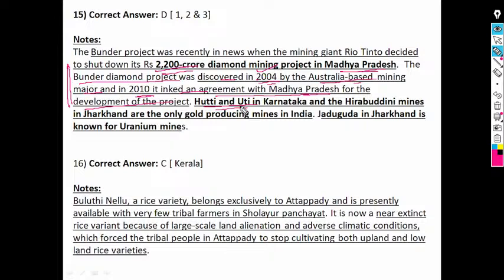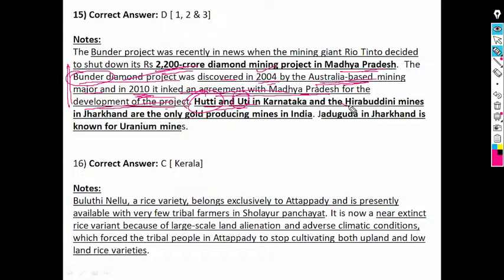Particularly, the Bundar diamond project is in Madhya Pradesh. This mining area was discovered in 2004 by the Australian-based mining major, and that is Rio Tinto. And in 2008 it inked an agreement with the Madhya Pradesh government for the development of the project. Australian Rio Tinto.